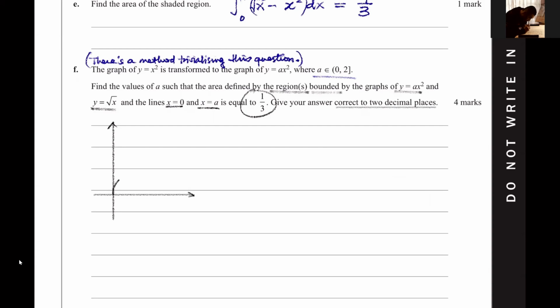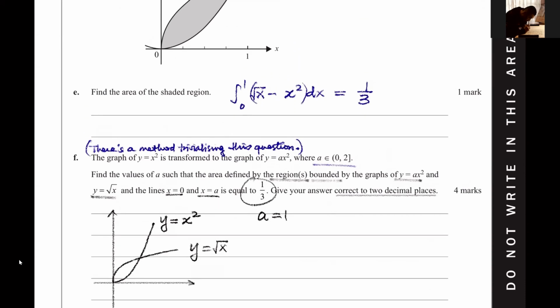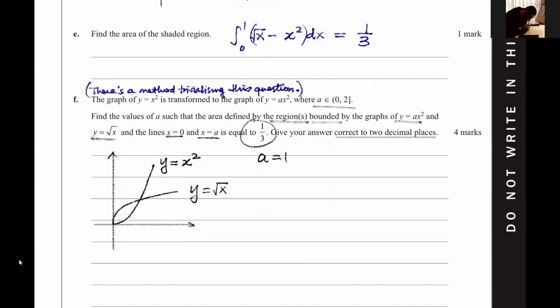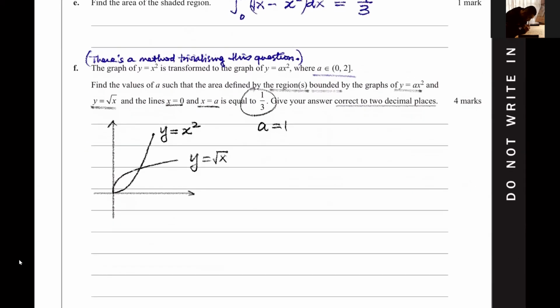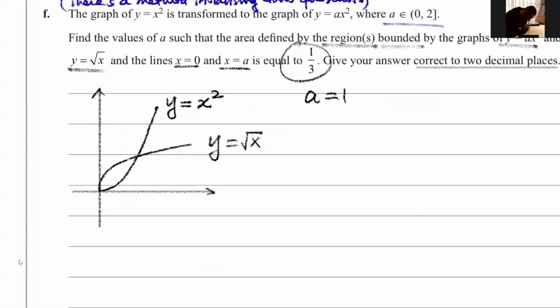What you could say is, we already established one particular value, which is y equals x squared. Well, definitely a equals 1 is an answer, because when a equals 1, the area is 1/3.